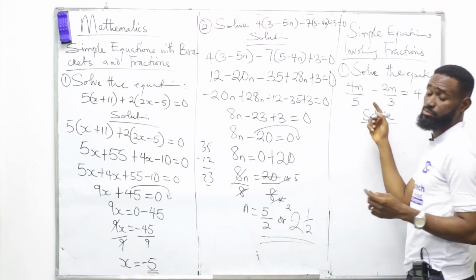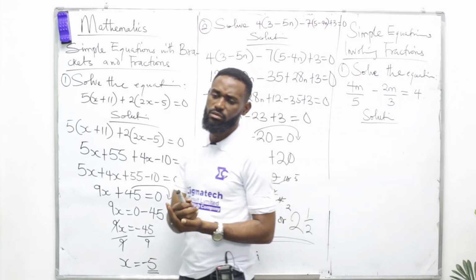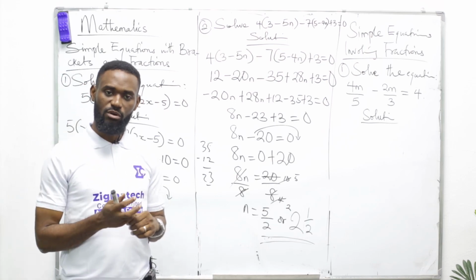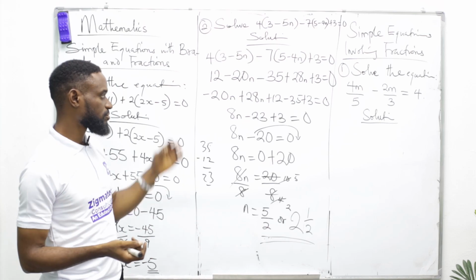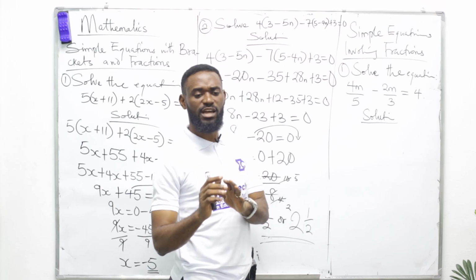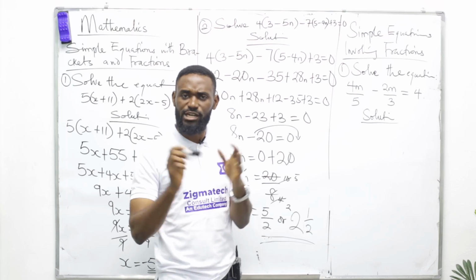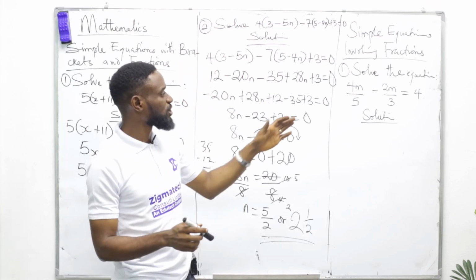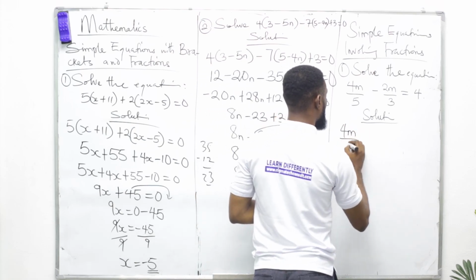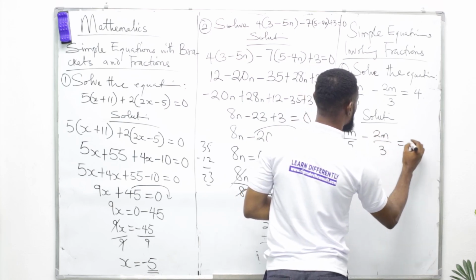Now look at this. This is a simple equation, in the sense that it has just one variable, even though it appears in two places. It can be solved the same way we solve simple equations, but this time it appears in a fractional form. So the same method of addition and subtraction of fractions is what you will use in doing this. We have 4m over 5 minus 2m over 3 is equal to 4.